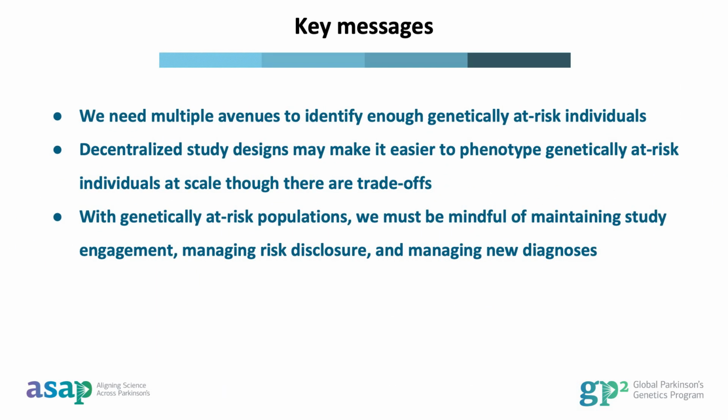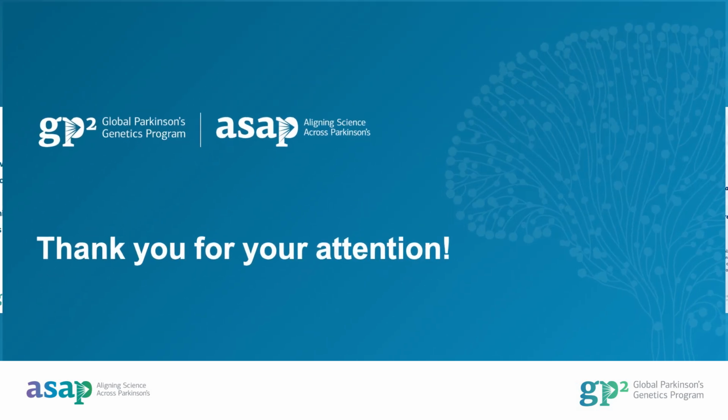In conclusion, 1, we need multiple avenues to identify genetically at-risk individuals. 2, decentralized study designs may make it easier to phenotype genetically at-risk individuals at scale, though there are some trade-offs. And 3, with this population, we must be mindful of maintaining study engagement, managing risk disclosure, and managing new diagnoses.